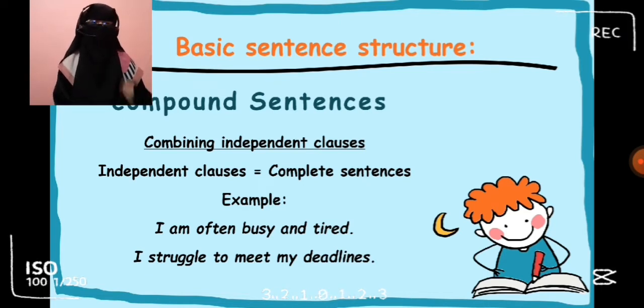I am often busy and tired. The second sentence, I struggle to meet my deadlines. The two examples have a predicate, meaning a verb, and extra information, and a period at the end. Therefore, they are complete ideas.